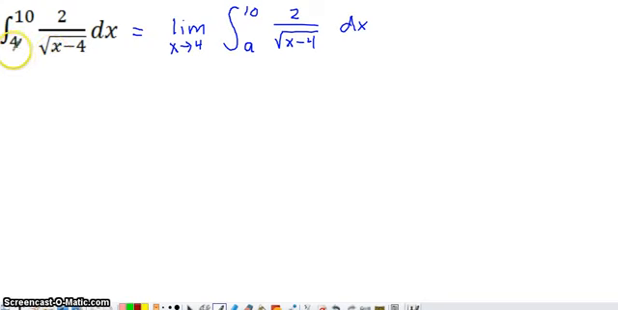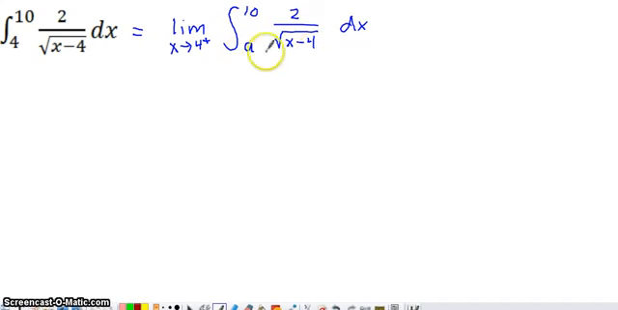I can't put a 3.5 into this function. I'd take the square root of a negative then. Those values wouldn't be in the domain of this function. So I am only allowed to approach 4 from the bigger side, or else I'm going to have an issue because of the nature of this integrand right here. So now we're ready to go ahead and try to do this integral.